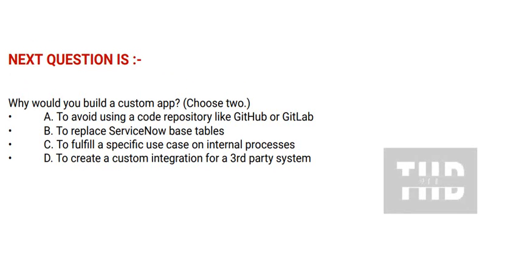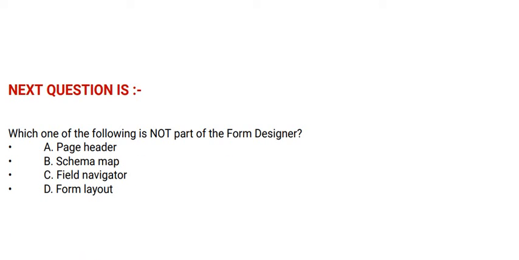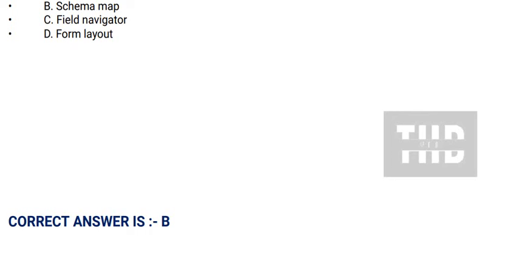The correct answer is option C. Next question is, which one of the following is not part of the form designer? Option A, page header. Option B, schema map. Option C, field navigator. And option D, form layout. The correct answer is option B.